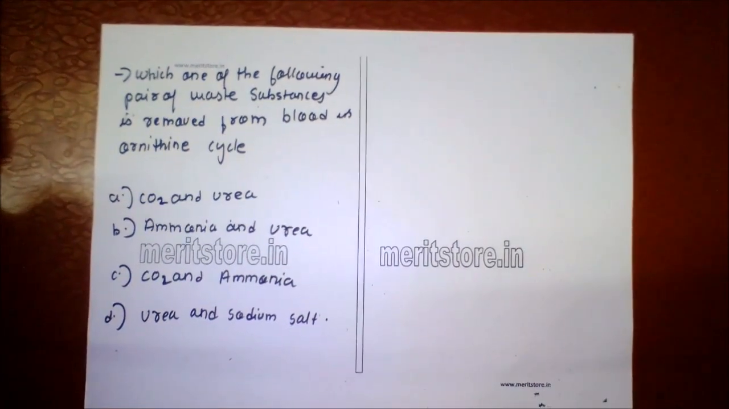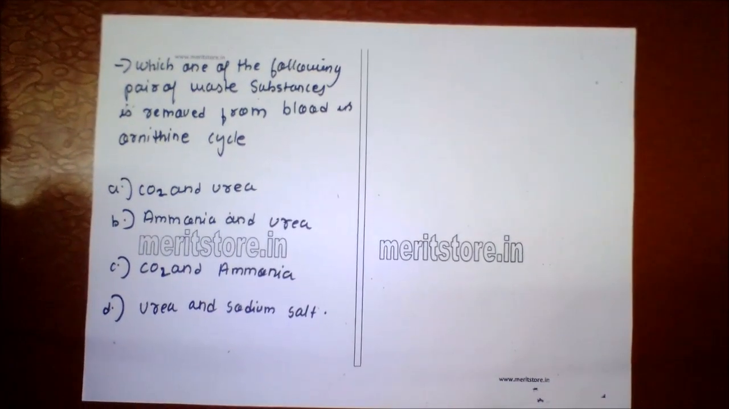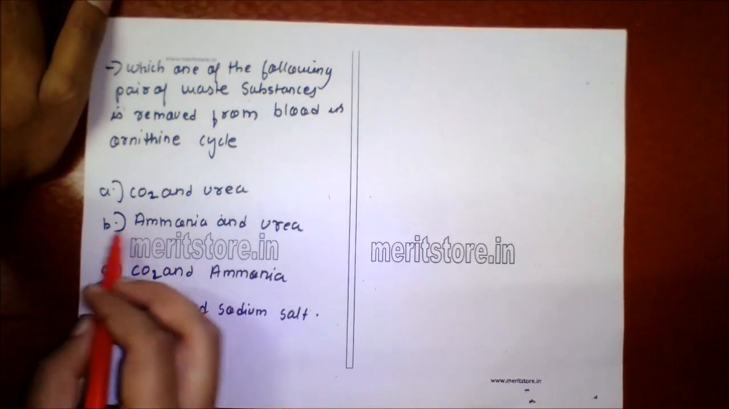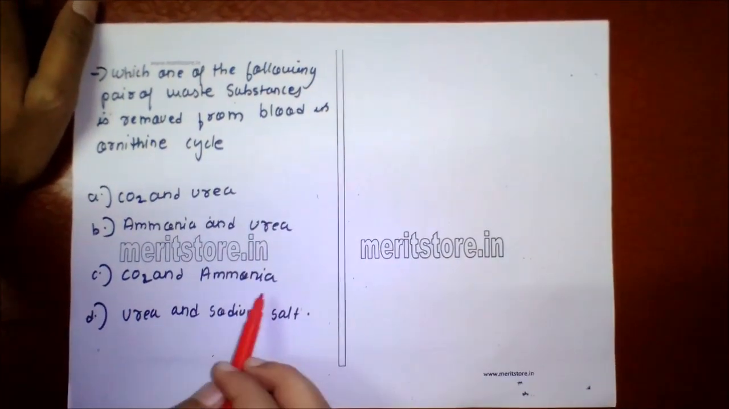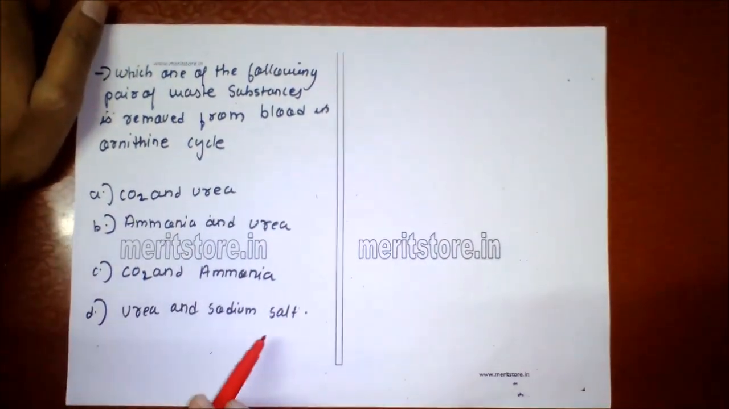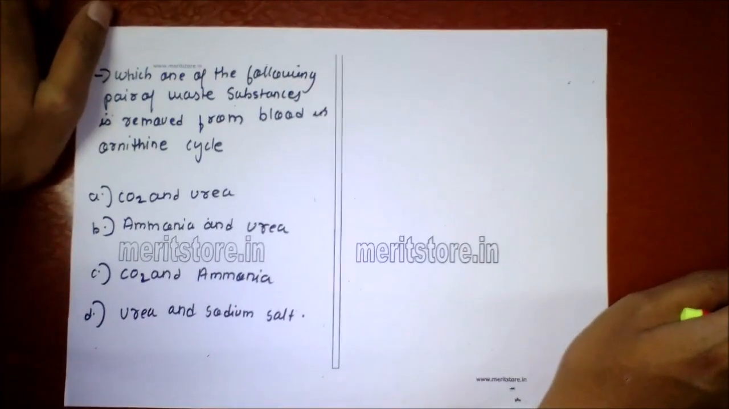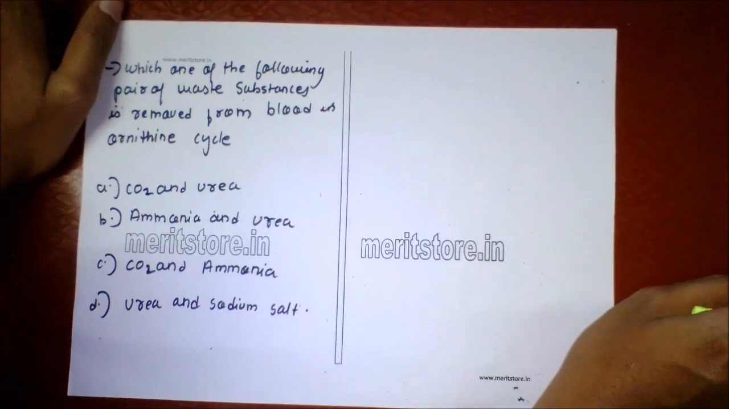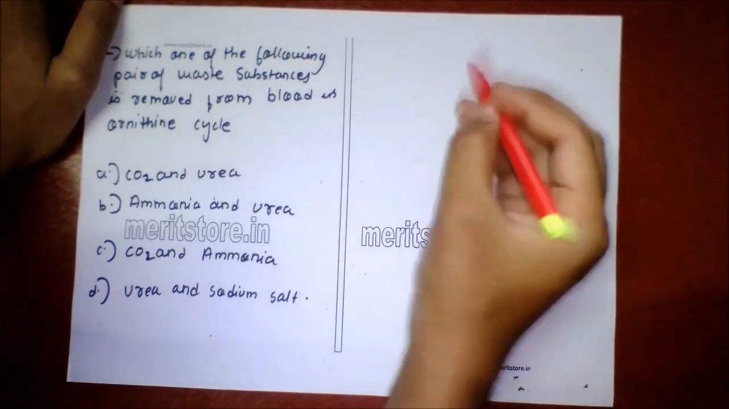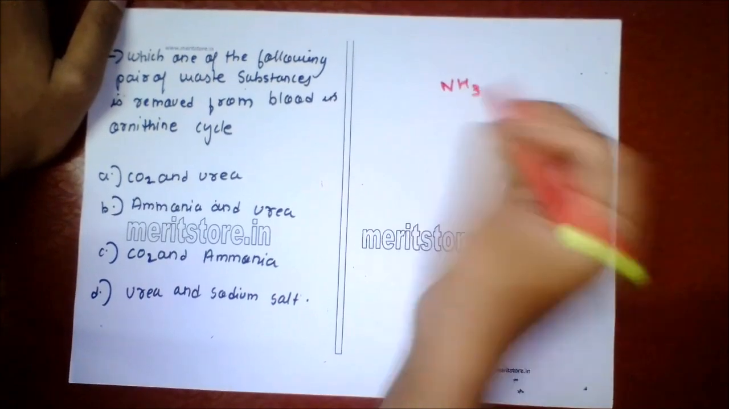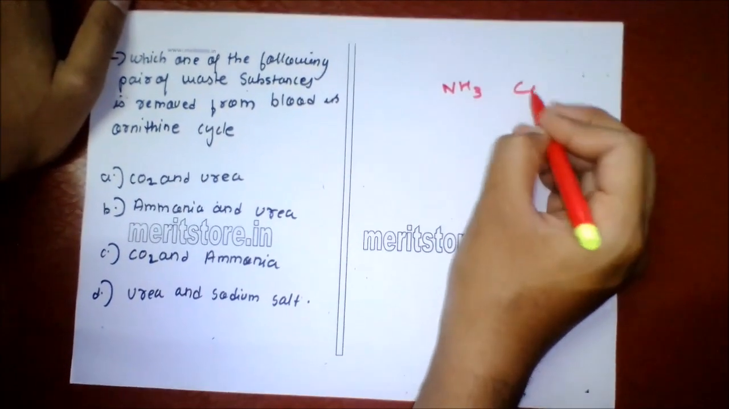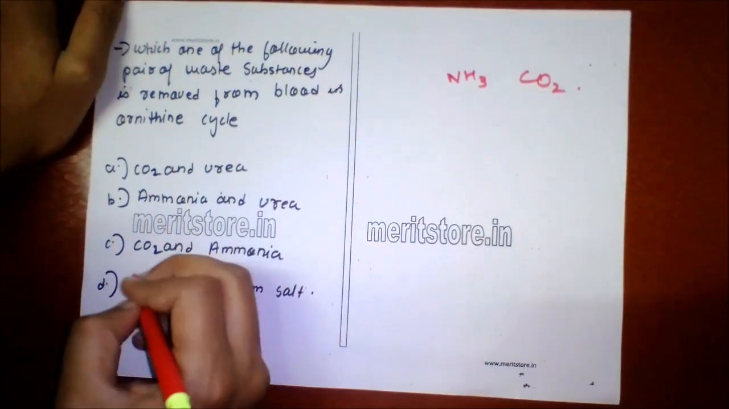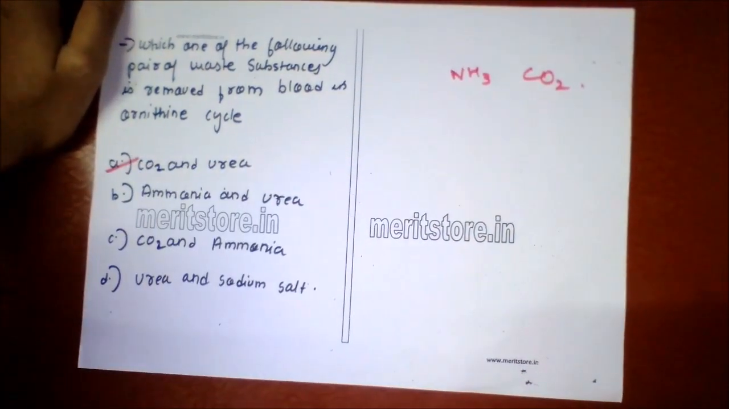Which one of the following pairs of waste substances is removed from blood in the ornithine cycle? A. Carbon dioxide and urea, B. Ammonia and urea, C. Carbon dioxide and ammonia, D. Urea and sodium salt. So the ornithine cycle removes two waste products from the blood in the liver. These are ammonia and carbon dioxide, which are excreted in urine. So option C is the correct answer.